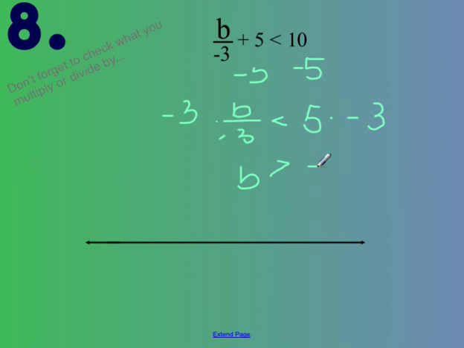5 times -3 is -15. So we have an open circle because there's no line underneath, and -15. And it's a greater than symbol, okay? If the inequality symbol, the alligator mouth, is opening towards the letter, then it's greater than. If it's opening away from the letter, it's less than. Since it's opening towards the letter, it's greater than, and we need to go to the right.